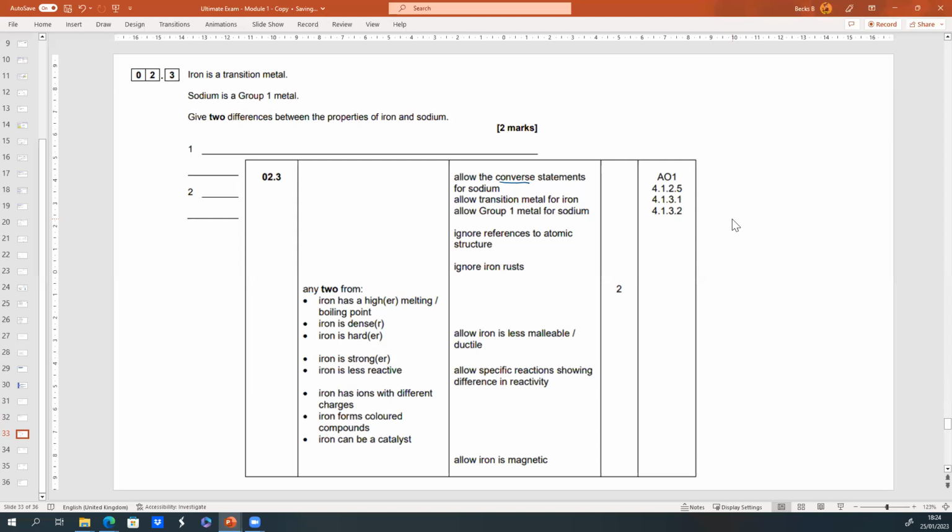Iron is stronger, less reactive. It has ions with different charges, forms coloured compounds. If you know that iron is magnetic, and group 1 is not magnetic. So there's lots that could be said there. All you need to have done is to state 2 of those. So again, it's about that comparison, knowing that group 1 are reactive, they're soft, they've got low density. Transition metals, kind of the opposite. They've got high density, they're much harder, they're not as reactive.